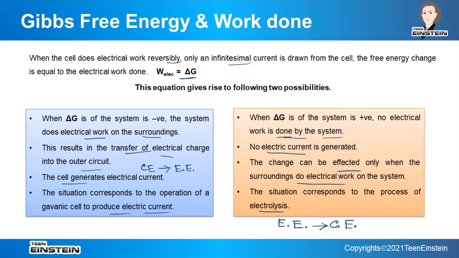Remember the relationship that we have seen in the previous slide, that is W electric equal to negative del G. This is only for the galvanic cell, because here the reaction is spontaneous. There may be another case also, though mostly we will be focusing on the galvanic cell. That will be the main topic of discussion. But you should also remember that in the case of electrolysis the situation is opposite.